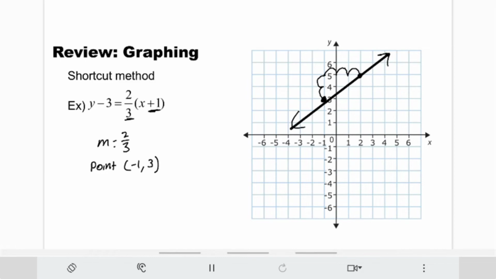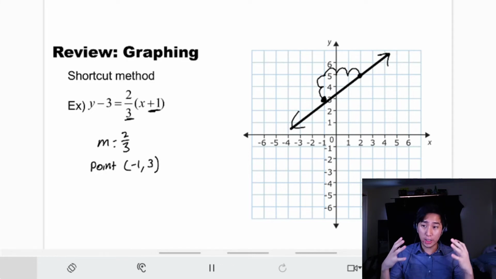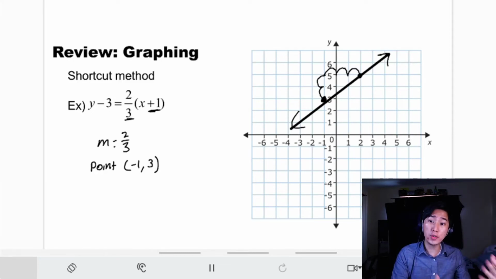That's it. So again, all we're going to be doing is we're just going to say, hey, let's use what we know. We need 2 points. I get my first point by looking at my equation, and then my second point, I'm just going to use my slope. It tells me how to move in order to find a second point. So again, my numerator tells me how much up or down to go. My denominator tells me how much left or right to go.